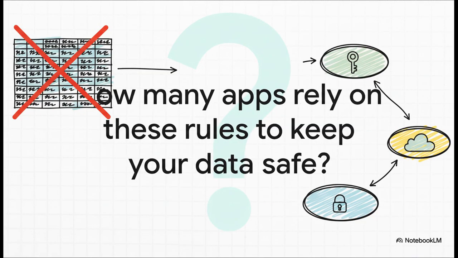And I'll leave you with this final thought. Every single time you use an app on your phone, you are relying on a well-designed database, working silently in the background, following these exact principles. So how many of them are depending on these hidden rules right this second to keep your digital world from collapsing into total chaos? It's pretty amazing when you think about it.